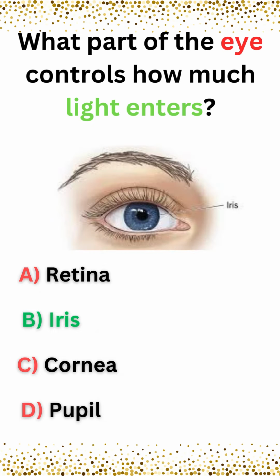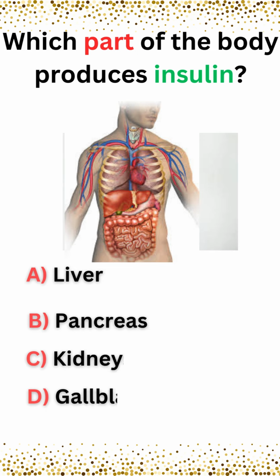The answer is iris. Which part of the body produces insulin? Option A, liver. Option B, pancreas. Option C, kidneys. Option D, gallbladder.